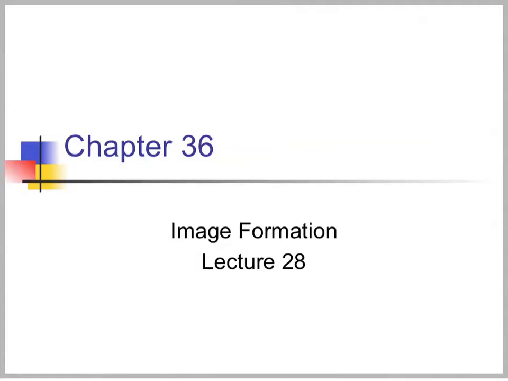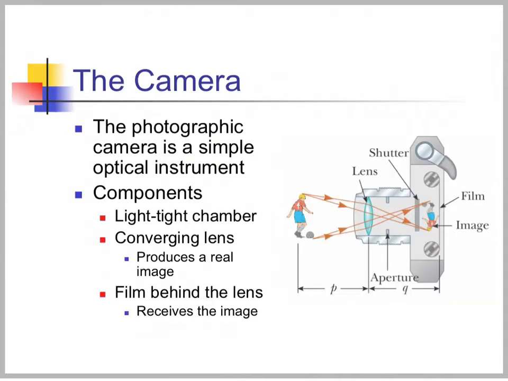This is Physics 2120, Lecture 28, and today we're going to finish talking about image formation. Particularly, we're going to look at different types of optical instruments. So the first optical instrument we want to talk about is a photographic camera.